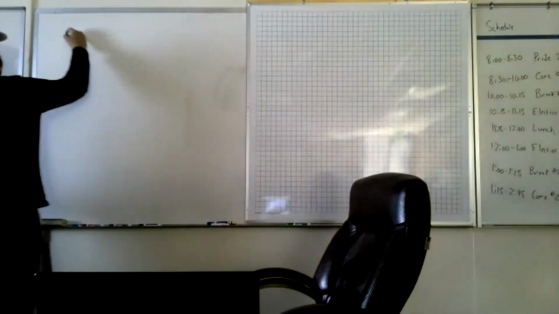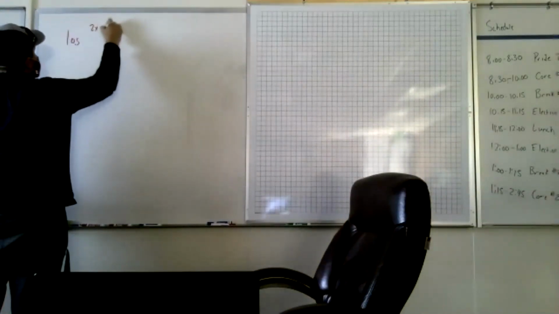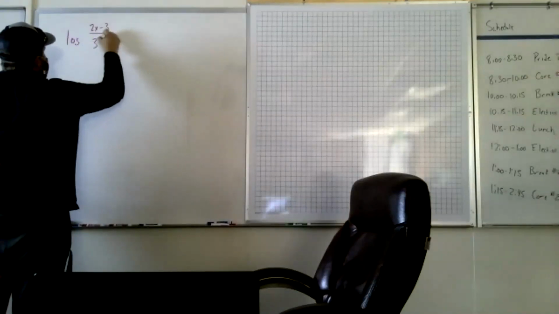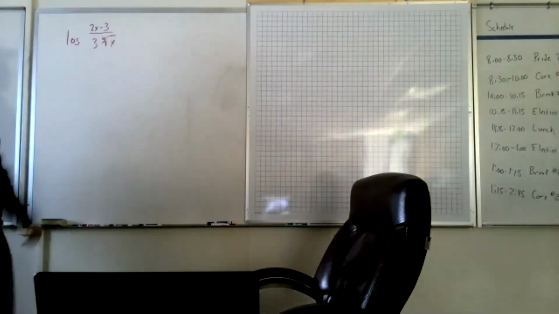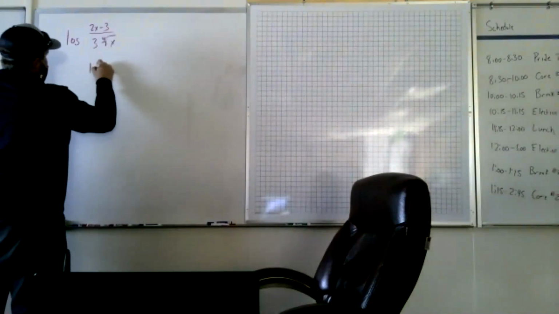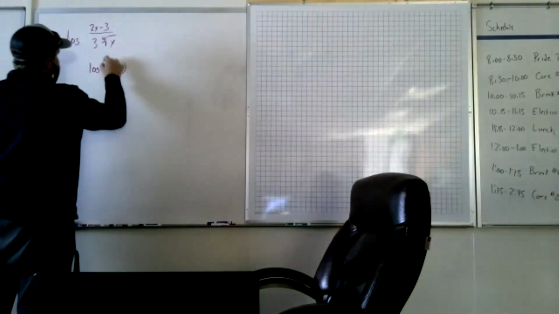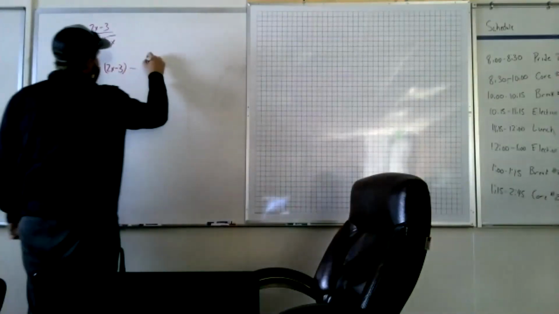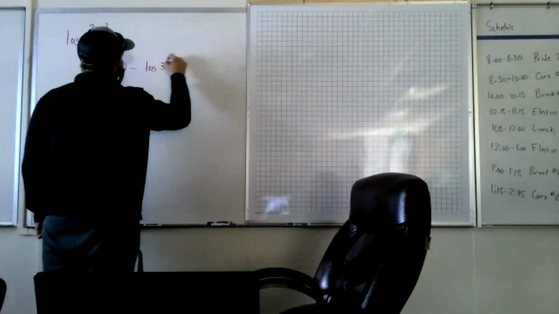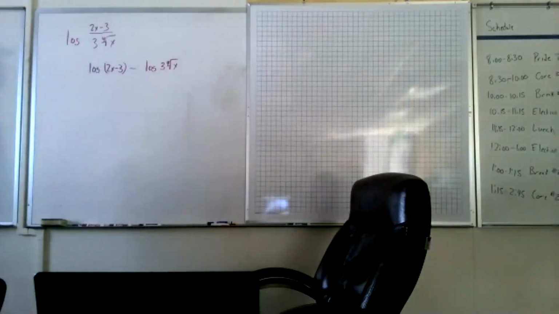Okay, so first thing, I'm going to write it. So the log of (2x minus 3) divided by 3 times the fourth root of x. First property I'm going to use, quotient property. It says that the log of 2x minus 3, that's going to stay together as a quantity, minus the log of 3 fourth root of x. Okay, so this part's done.